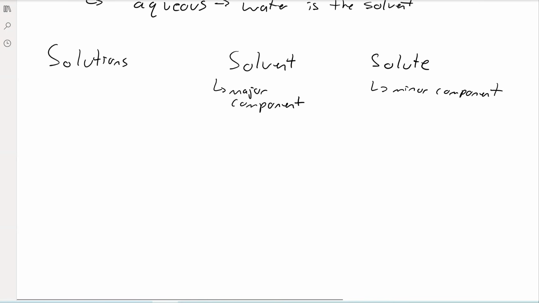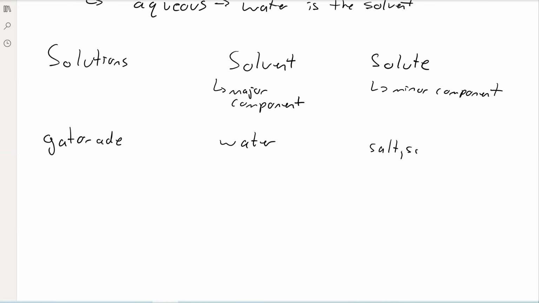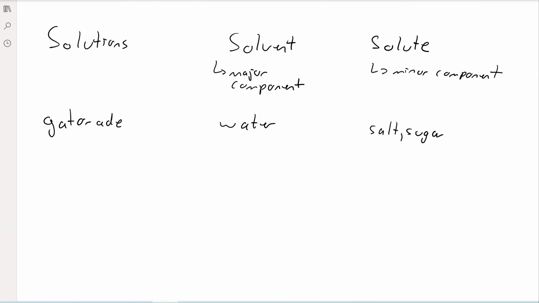Right, so the major component is what the thing is dissolved in, and the solute is the thing that you're dissolving. So for example, if we took a look at Gatorade, what is Gatorade? Well, Gatorade is mostly water, right? So that's the solvent. And then what else is it, or what's dissolved in that water? It's the solute. In this case, it'd be the salt and the sugar. Right, that's what the electrolytes are, or the salts. It's basically just salt and sugar water, very advanced.